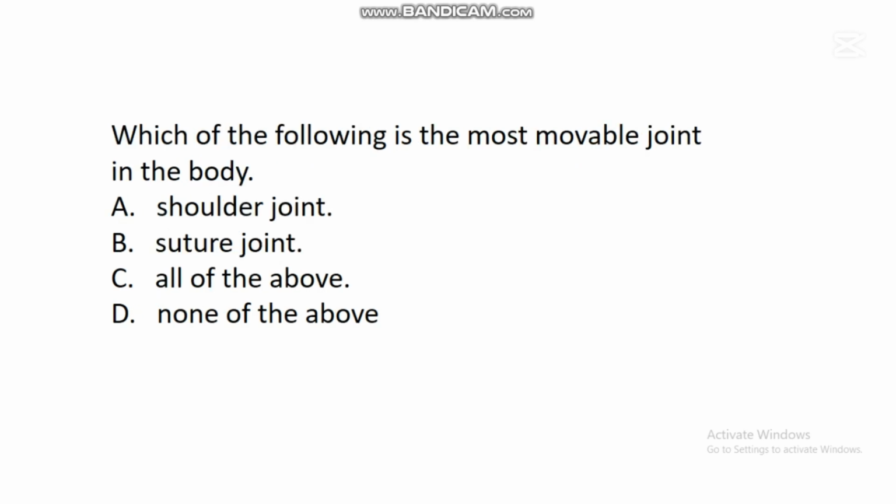The next question says, which of the following is the most movable joint in the body? A. Shoulder joint. B. Suture joint. C. All of the above. D. None of the above. In this question, the correct answer is A. Shoulder joint. A shoulder joint is one of the types of movable joints in the body, and studies have shown that this joint is highly movable.